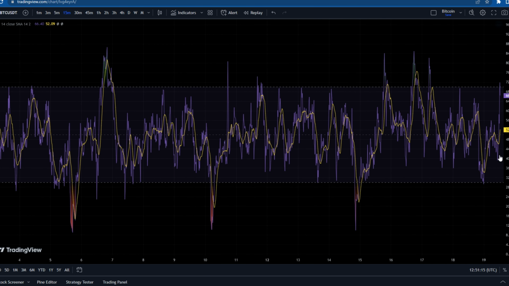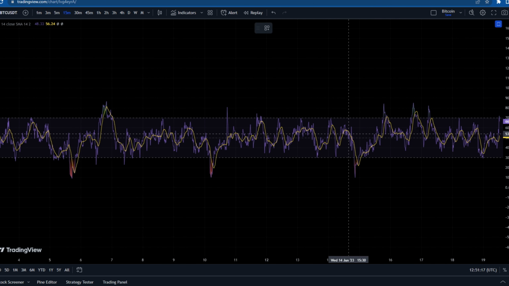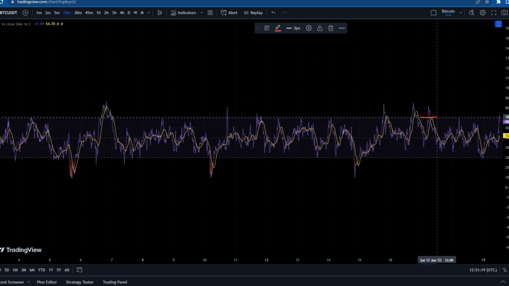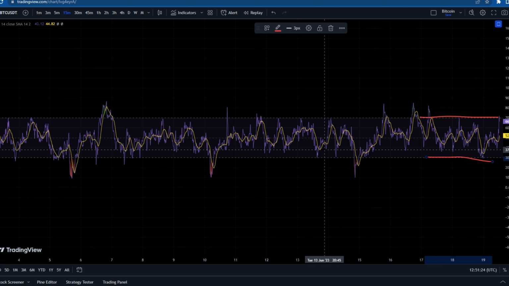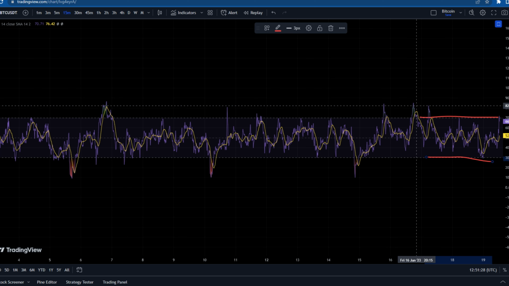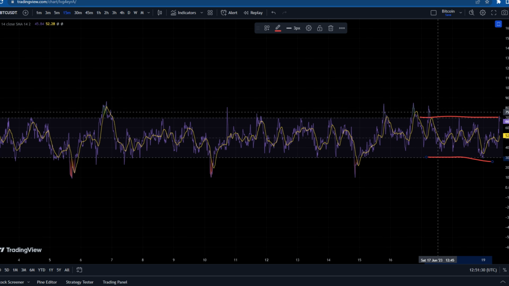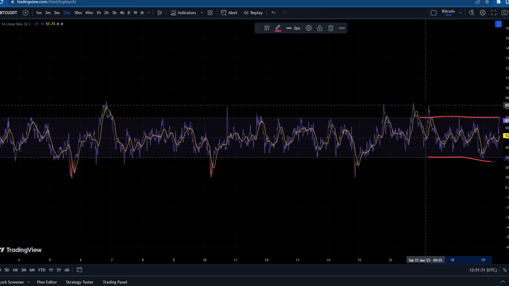The first thing you can see is the upper zone, which is above the 70 mark, and the lower zone, below the 30 mark. Anything below the 30 is considered oversold, and anything above 70 is considered overbought. Now, general rule here: if we are overbought, we're looking for shorts. If we're oversold, we're looking for longs, because it's already oversold. You don't want to be shorting an oversold market. That doesn't make sense. That's one thing that you want to pay attention to.